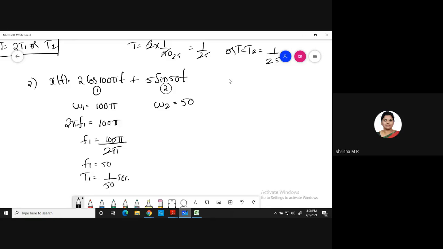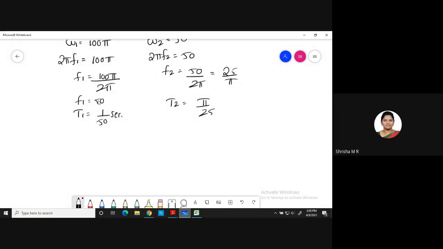Similarly here, omega 2 is 50, and omega 2 is 2 pi f2. It is given to be 50, so try to find f2. It's 50 by 2 pi. If you solve this, you get 25 by pi. So what is T2? It's pi by 25, the reciprocal of this. Now you take the ratio of T1 and T2.